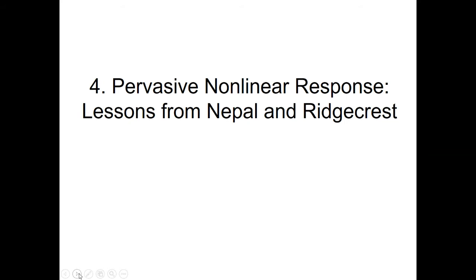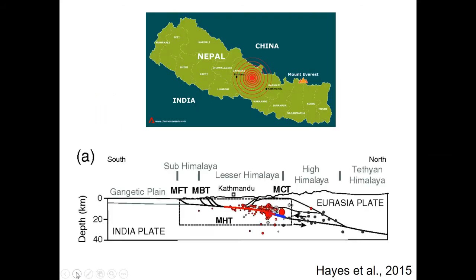Okay, so the last thing I wanted to talk about is what we call pervasive nonlinearity. Okay, what do I mean by that? I'm going to talk about some results from the 2015 Nepal earthquake and the recent Ridgecrest earthquakes. So you probably, sure you've heard a lot about the 2015 Gorkha earthquake, magnitude 7.8, 7.9. It occurred to the west of Kathmandu. It ruptured the plate boundary, the main Himalayan thrust, as you can see in this cross-section.